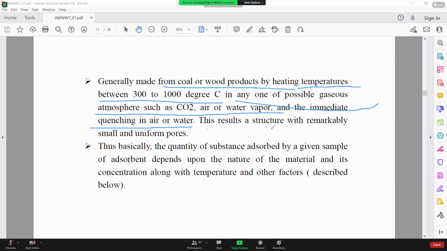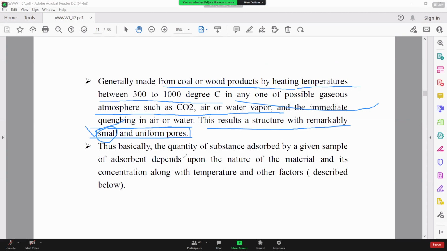Okay? This results in a structure that is remarkably small and uniform. Our ultimate goal is that it should be small. What is the benefit of small? How is this small size going to help? Tell me. Because if activated carbon size is small, it means it's a representation of bigger surface area.